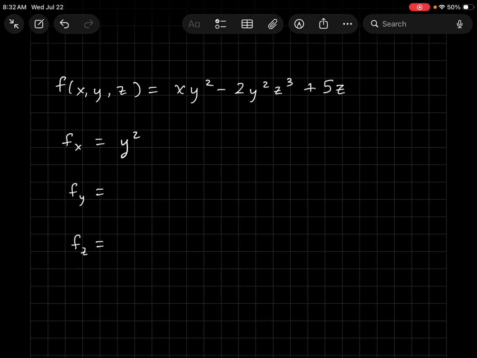The derivative of f with respect to y would be x times 2y minus 4y times z cubed, and then plus 0, because everything that's not y is treated as constant. And the partial of f with respect to z is, well, this first part, the derivative will be 0 because there are no z's. And the next part, we'd have negative, and then 2y squared times 3z squared. So we'd have negative 6y squared z squared, and then plus 5.